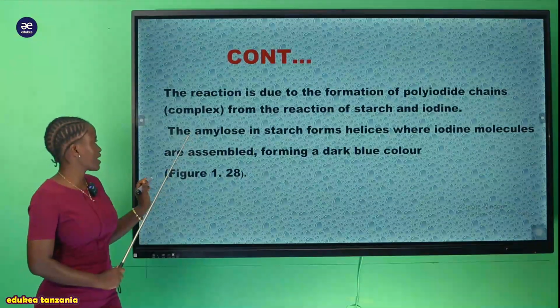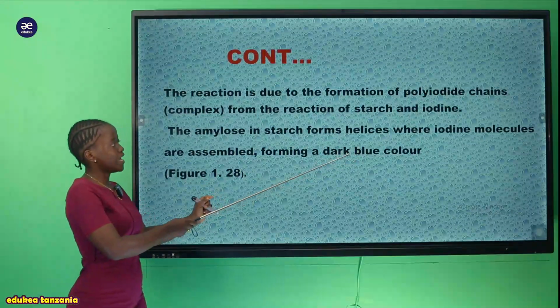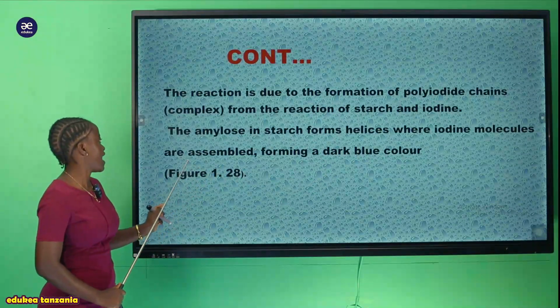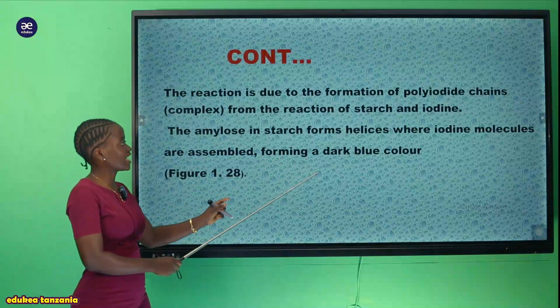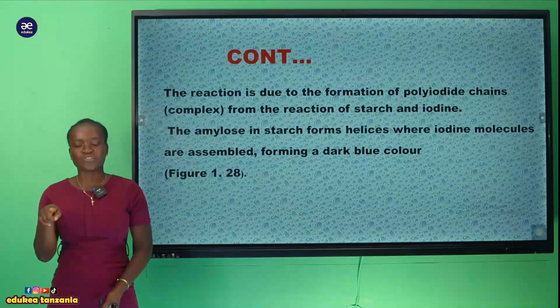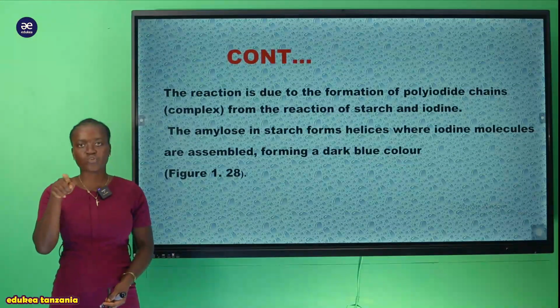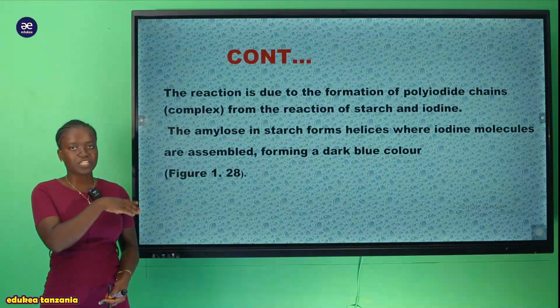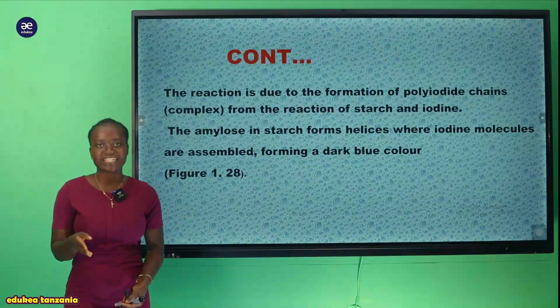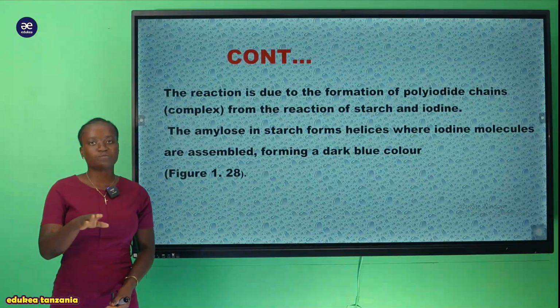And now here we can say that the amylose in the starch forms the helix where iodine molecules are assembled to form a dark blue color. So it forms a helical structure within the sample or within the solution. You cannot see all of this process with your naked eyes until you use a microscope.